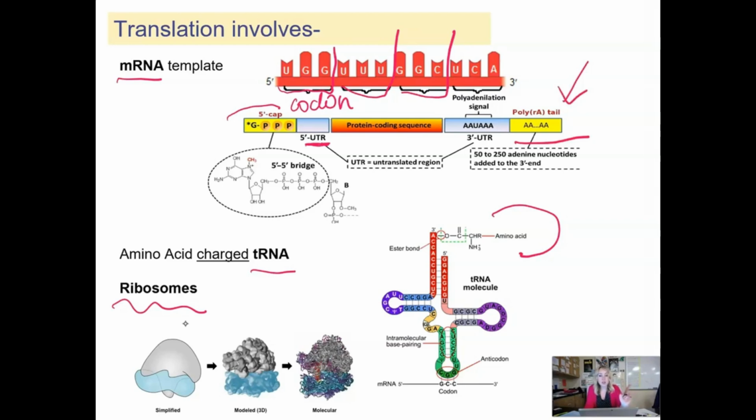So charged tRNA means we have an amino acid attached to the 3' end of this molecule, and the purpose of transfer RNA is exactly that, to deliver the amino acid to the synthesis site.